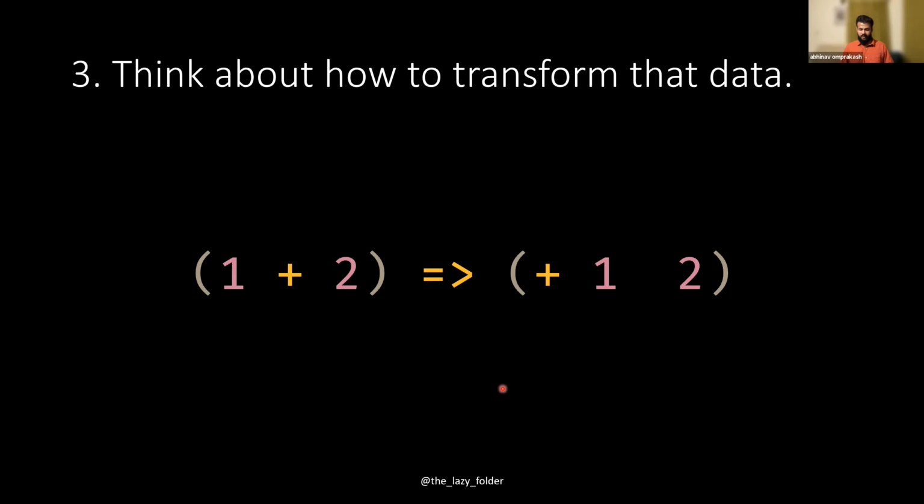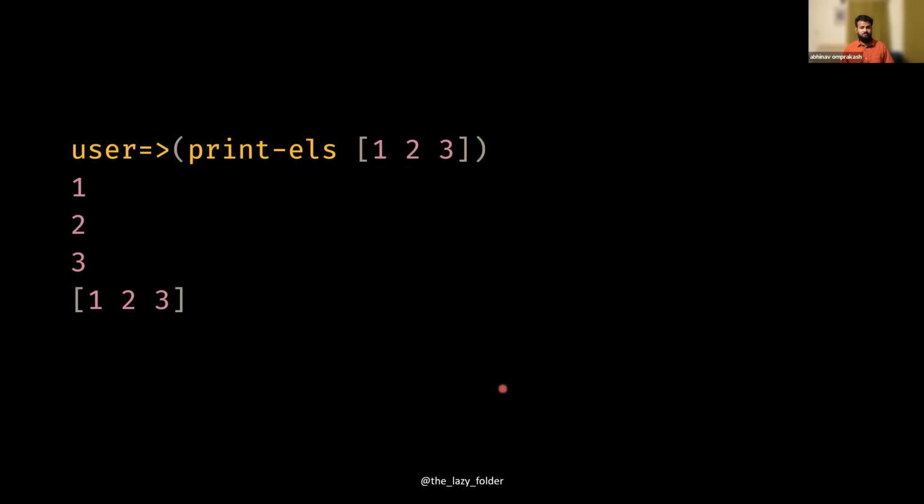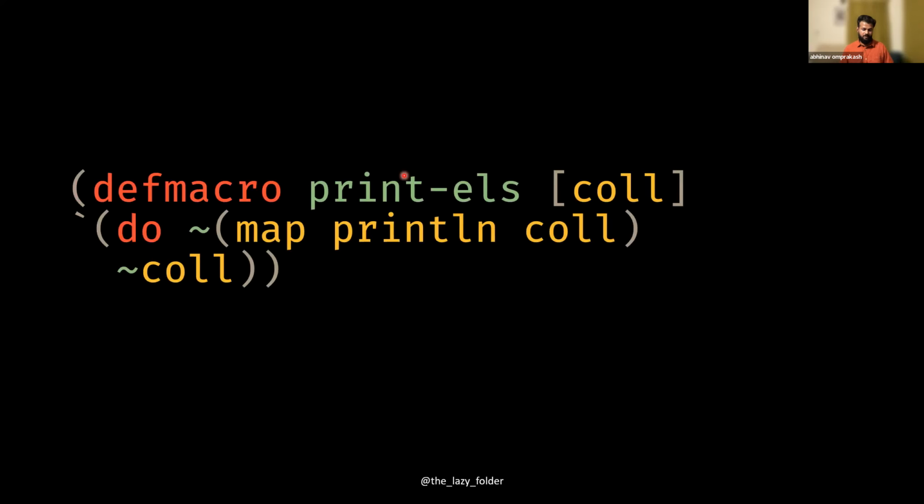Let's write one more macro. I want to show something else. This macro is called print-elements, where we print each element on a separate line, and then we return the data of the element. As you can see, this is how I expect the output to look. One way we can do it is we map print to each element in the vector, and then we return the vector itself. So this is a rudimentary implementation of the macro.